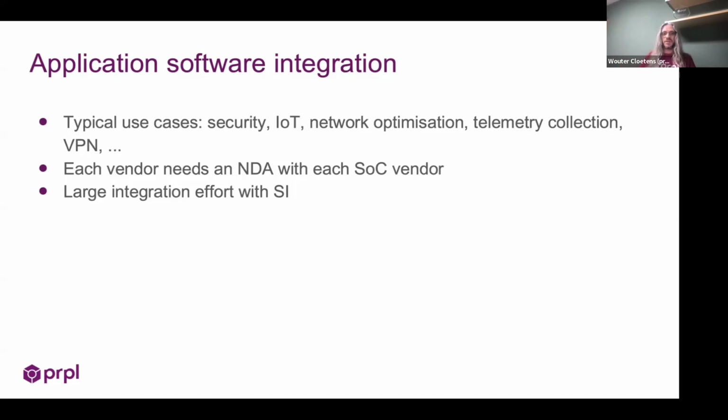So next is application software integrator, these third-party vendor integrations. We have security vendors, we have IoT vendors, we have vendors focusing on network optimization, which may be mesh optimization, a bunch of vendors doing telemetry collecting data from the devices. They might have VPNs that they set up, device identification, etc. Every one of those vendors, especially if they need to interface with the hardware, for example, for security, for network optimization, for telemetry, you might really need to call those proprietary APIs of the silicon vendors that are only available under NDA.